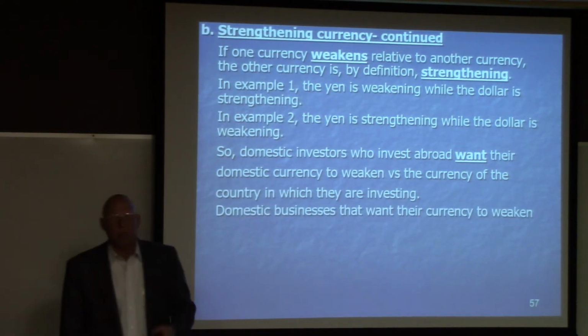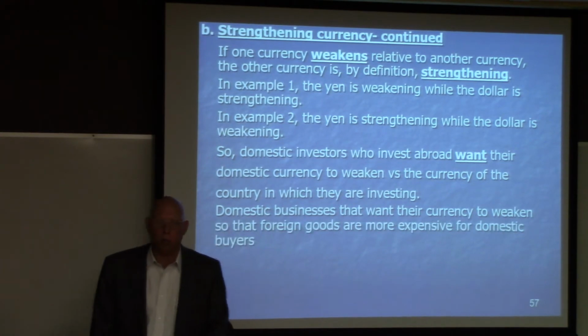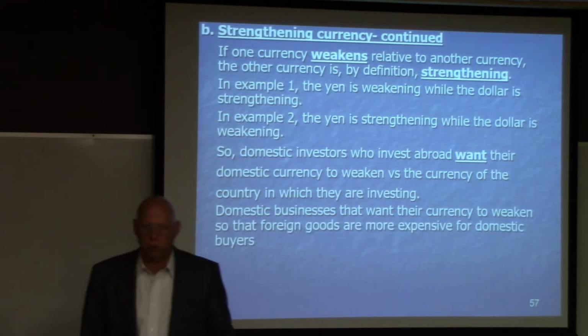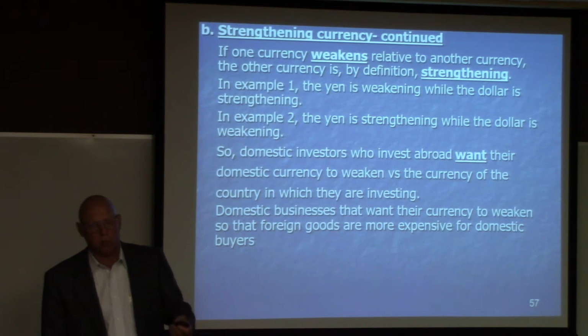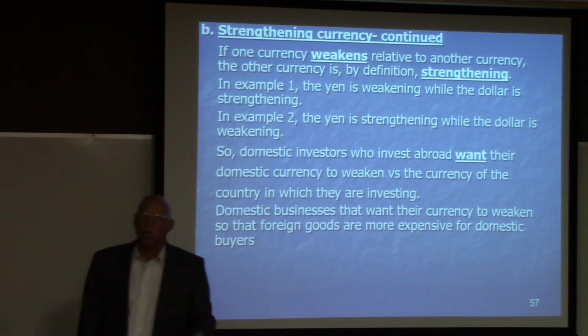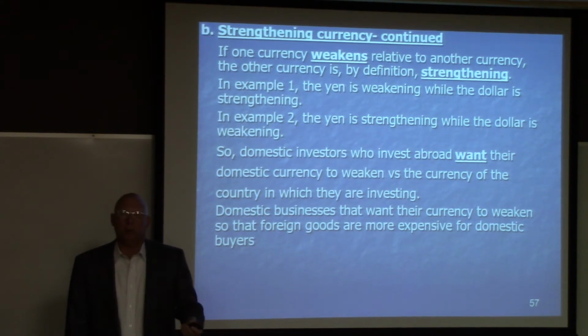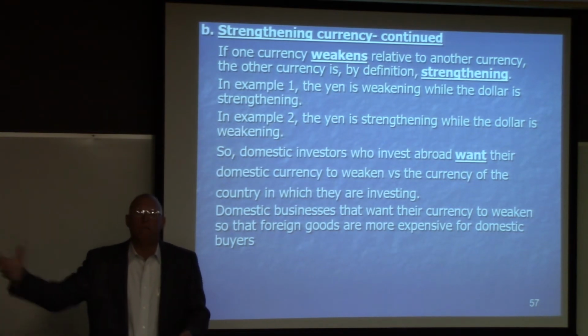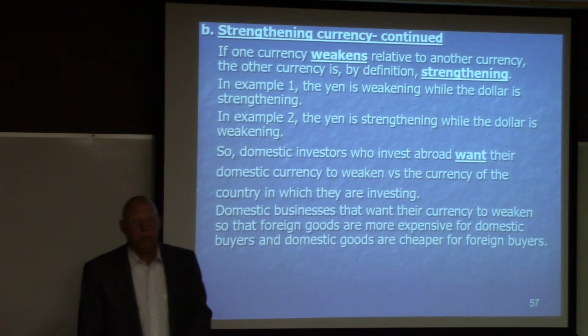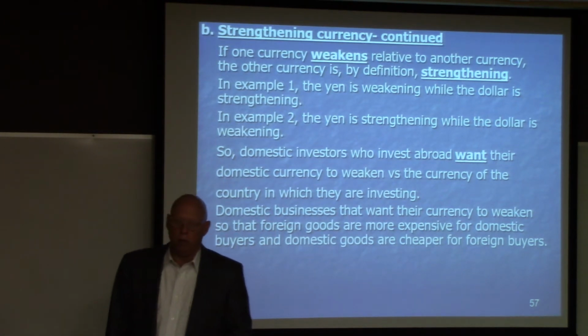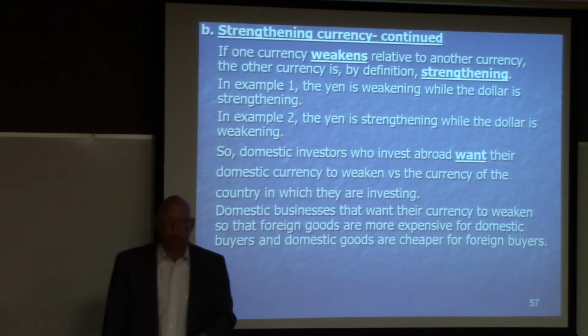All right? Domestic businesses want their currency to weaken so that foreign goods are more expensive for domestic buyers. If you are a domestic producer, then you want your currency to weaken because that means less competition from foreigners. Okay? And domestic goods are cheaper for foreign buyers. Okay?